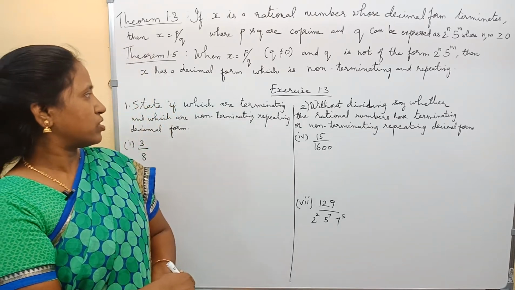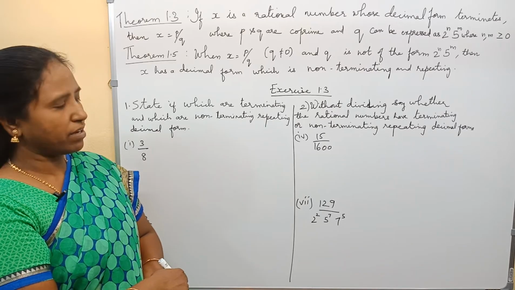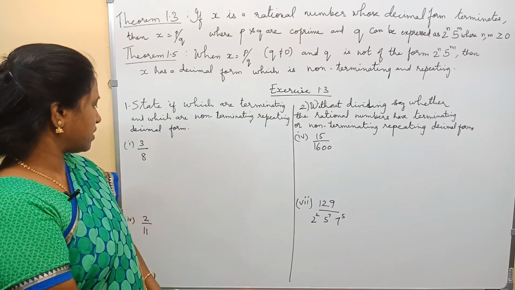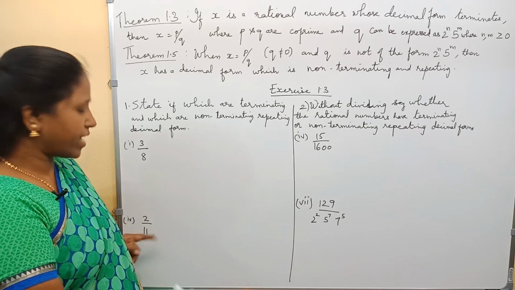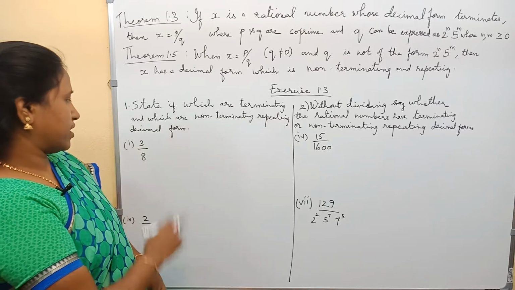State which are terminating and which are non-terminating repeating decimal forms. So I have chosen two sums in the first question, that is the first one and the fourth one. Okay, so let's solve 3 by 8.